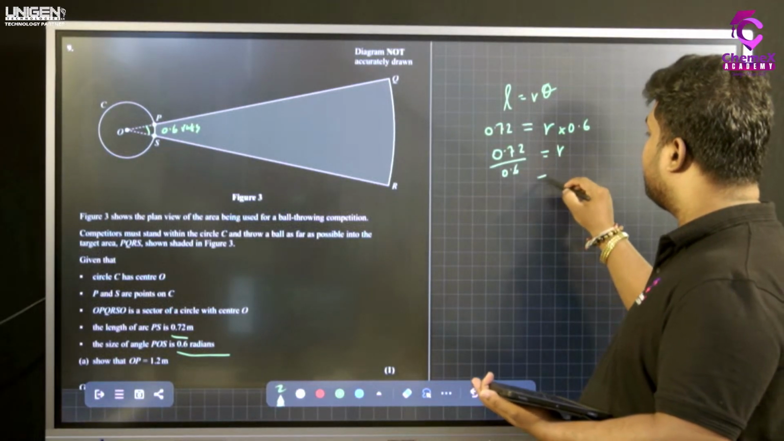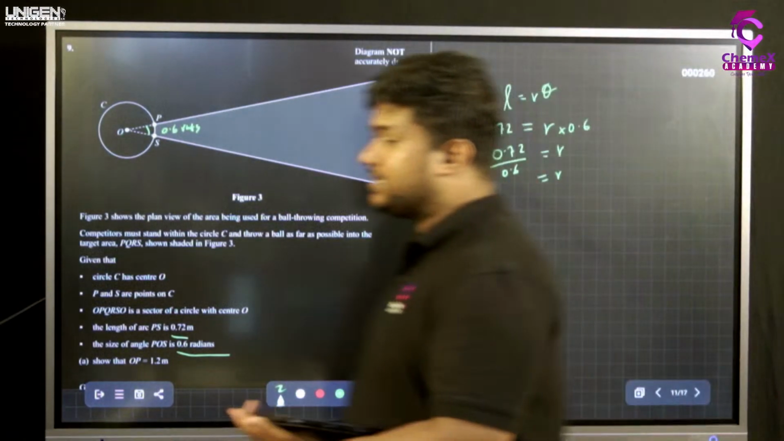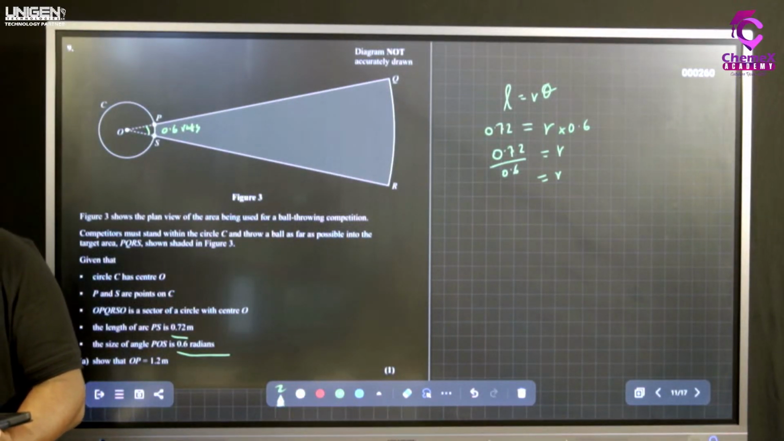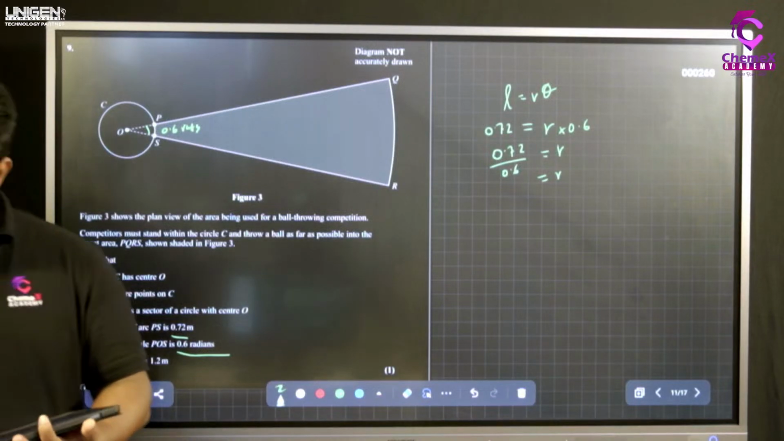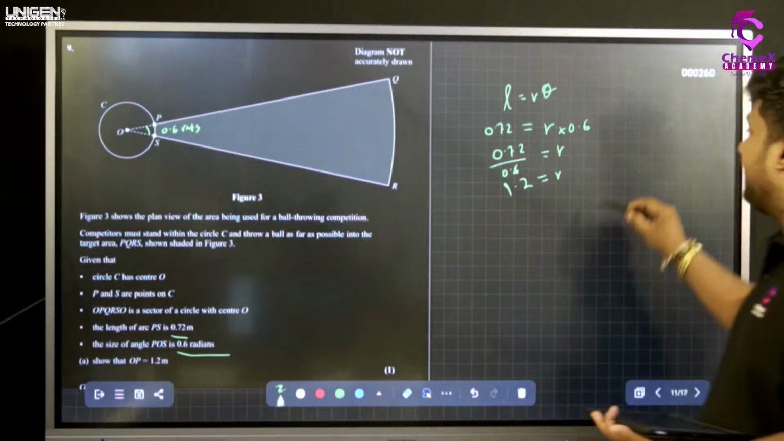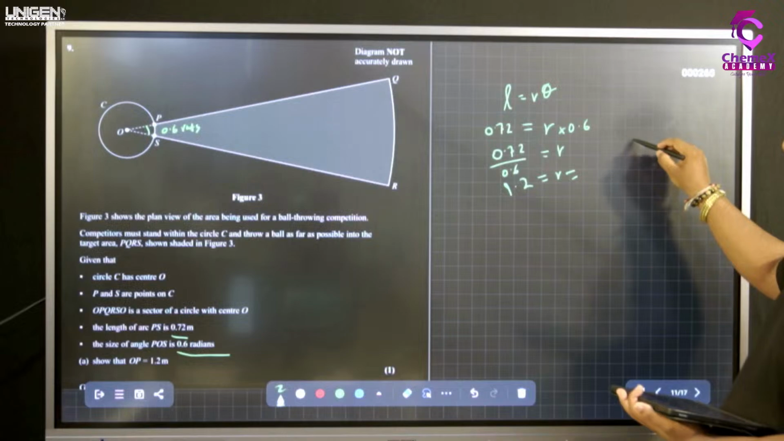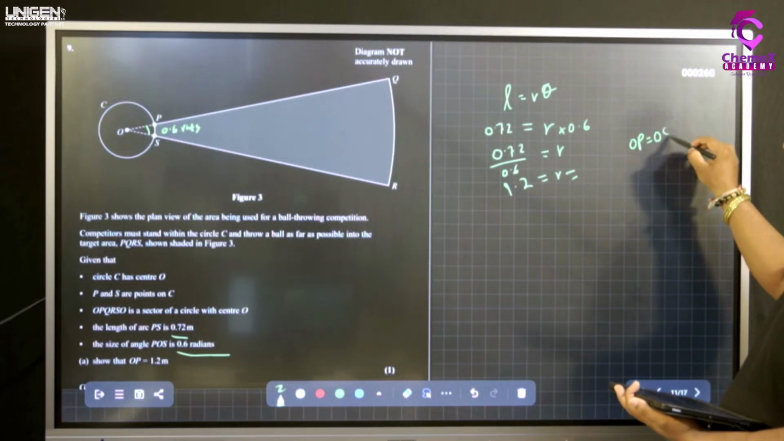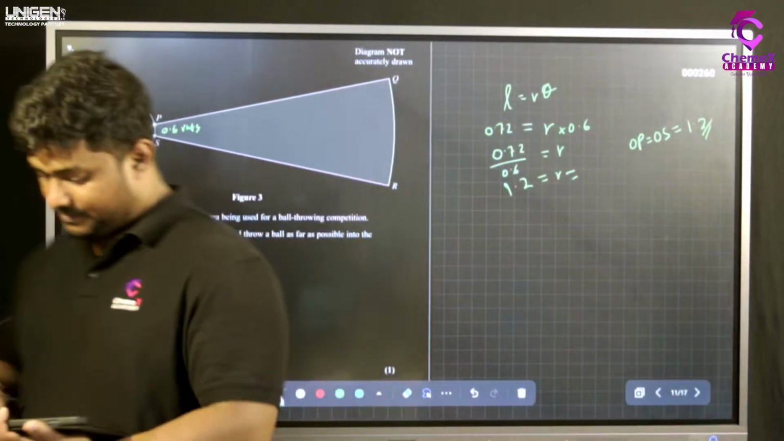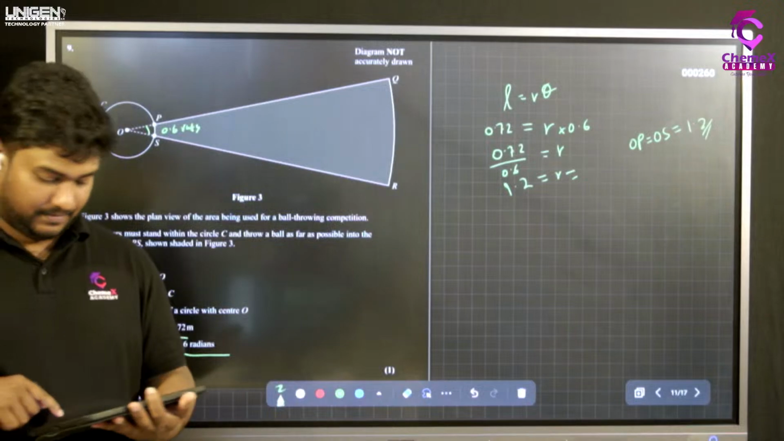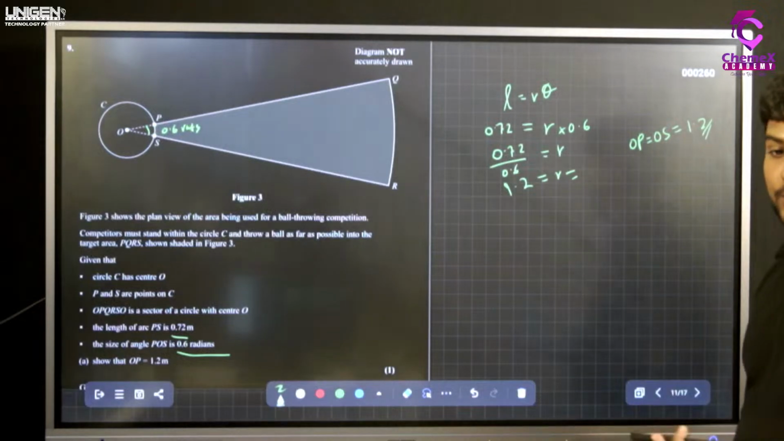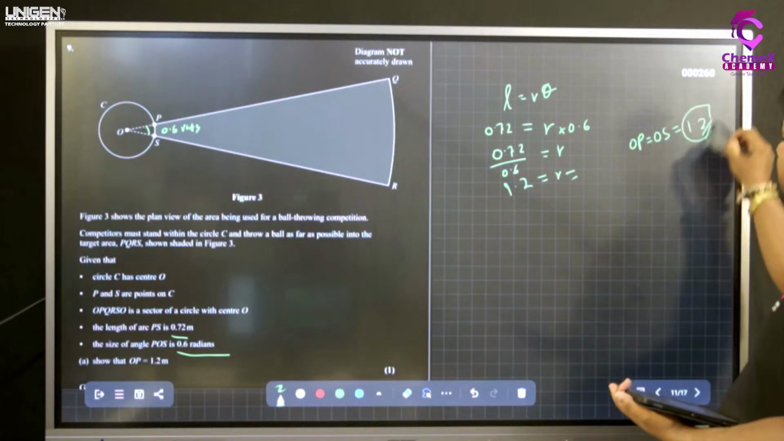So can you type and get me the answer? 0.72 divided by 0.6 is 1.2. Yes, sir. So OP and OS both are 1.2. Do you understand or not? So OP and OQ both. Now what do you do?